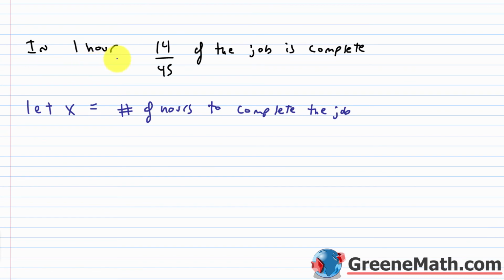I have in 1 hour the amount that working together they have completed. So that's 14 over 45. If I multiply this by the number of hours it takes for them to complete the job, what happens is this times this will give me 1 completed job.